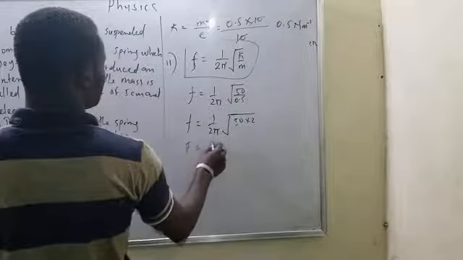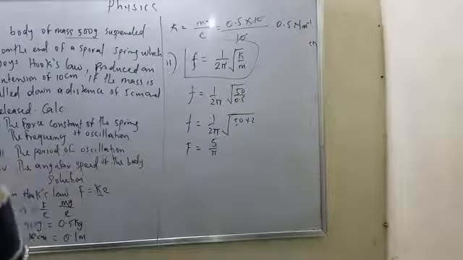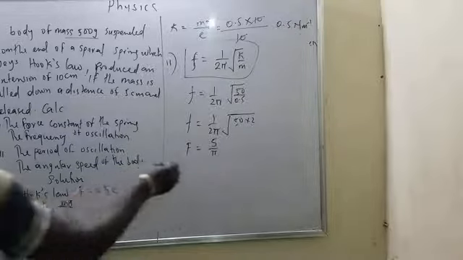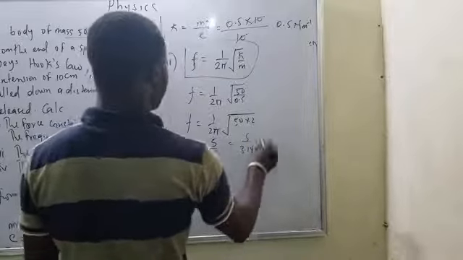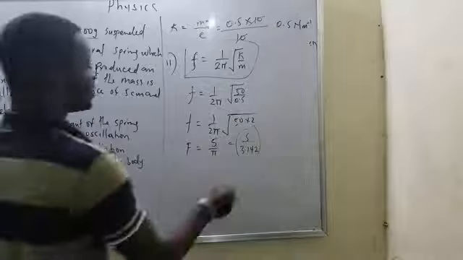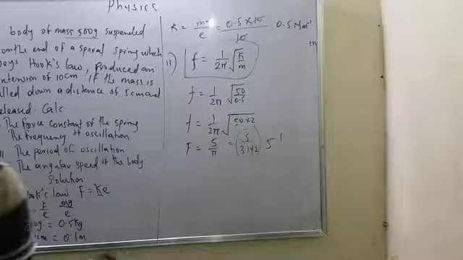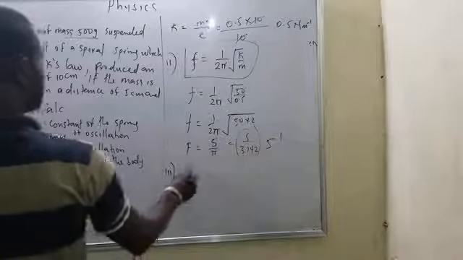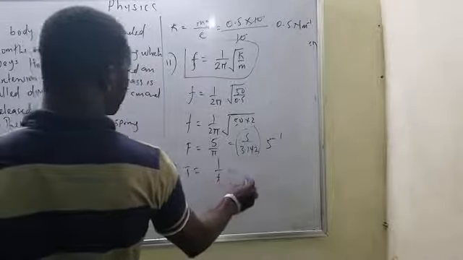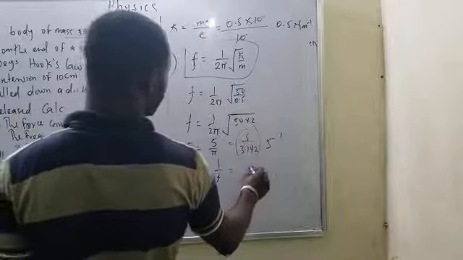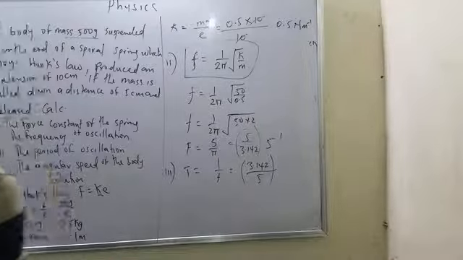What is my pi? I can press my calculator, 5 over 3.2, which gives my answer. That is my frequency, and frequency is always inverse of seconds. Don't forget that. And I can move on to my period, which is number 3. My period is always equal to 1 over frequency.